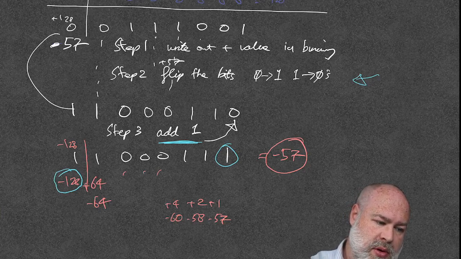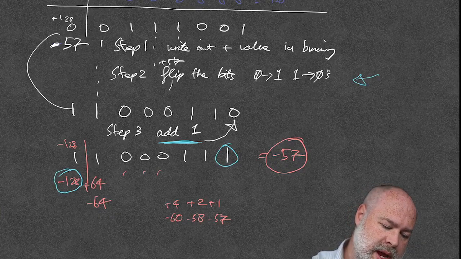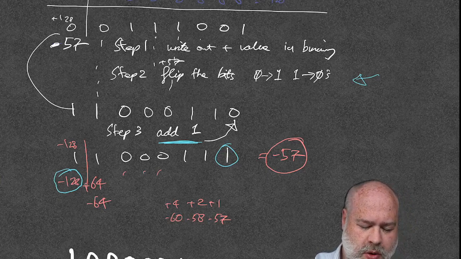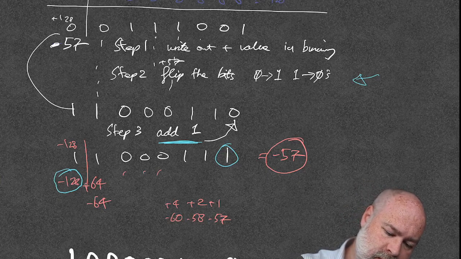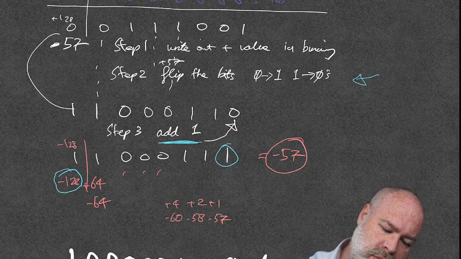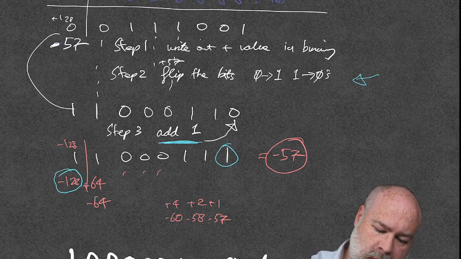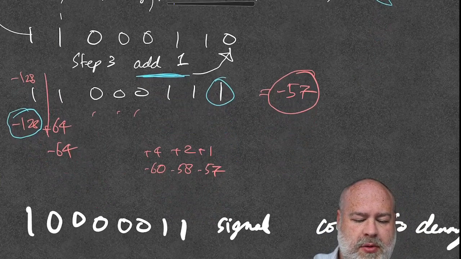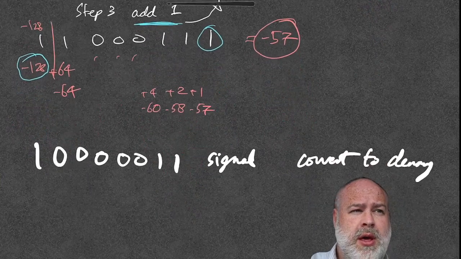Let's go the other way. So let's say we've got a signed integer. We've got this signed integer here. Okay, what is that? We know it's signed. So convert that to denary. Convert to denary, and you should know that denary is just base 10, how we normally count with our 10 values. So how are we going to do that?